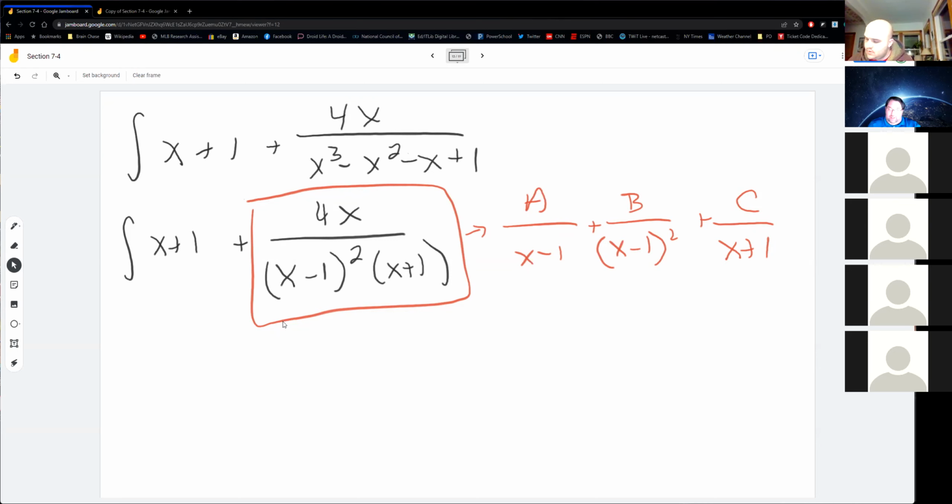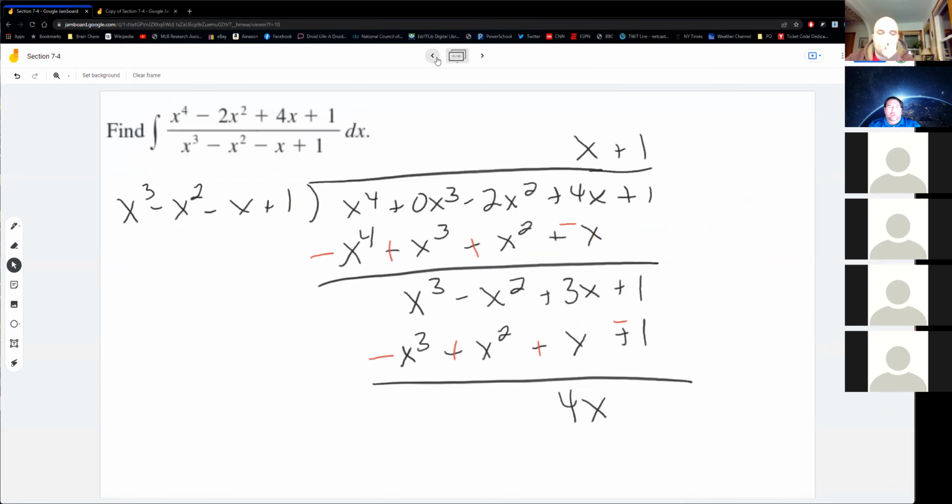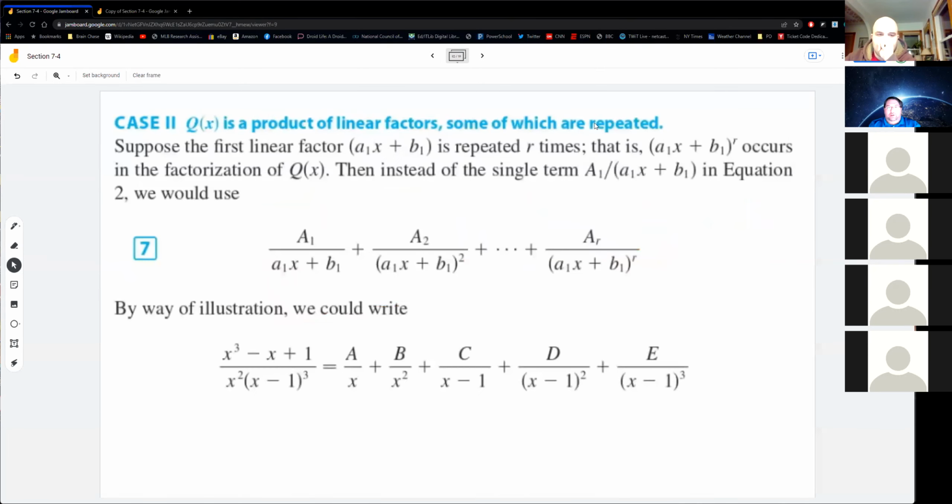Where did that singular x minus 1 come from? So that's the actual process. When you're doing out factors, when they're repeated, you have to do every power of that one. So you can see how this one's x minus 1 to the third. I have x minus 1, x minus 1 squared, x minus 1 to the third.